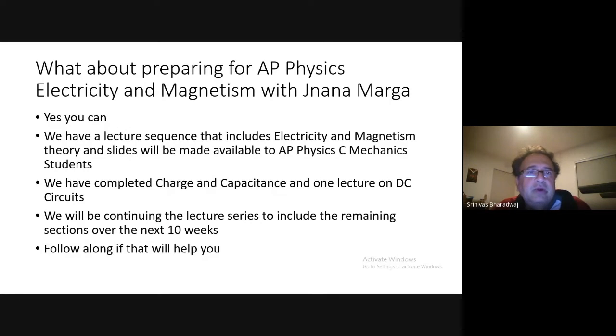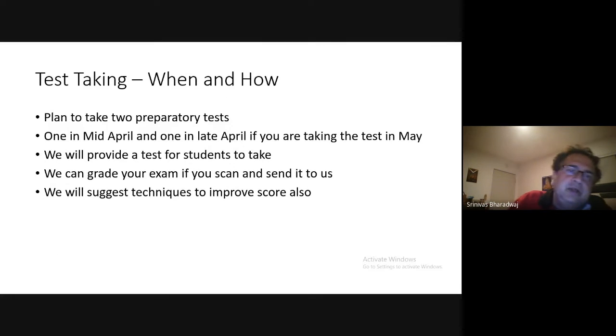Okay, so you can prepare for both. Okay, we have done a lot of preparation, and now we have an AP Physics, Electricity and Magnetism also with our Gnosis Learning Program. So plan to take at least 2 preparatory tests for each of, if you're taking AP Physics C Mechanics and AP Physics C Electricity and Magnetism, 2 for each of them. 2 preparatory tests at least for each of them.